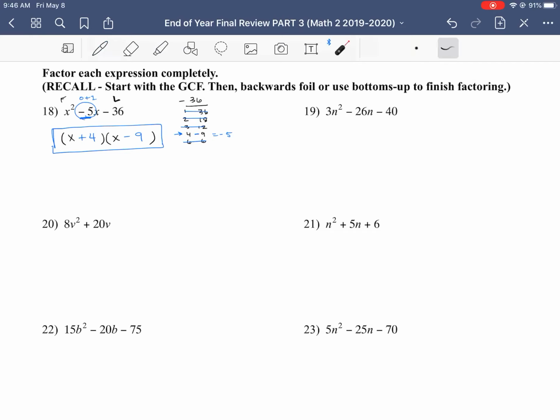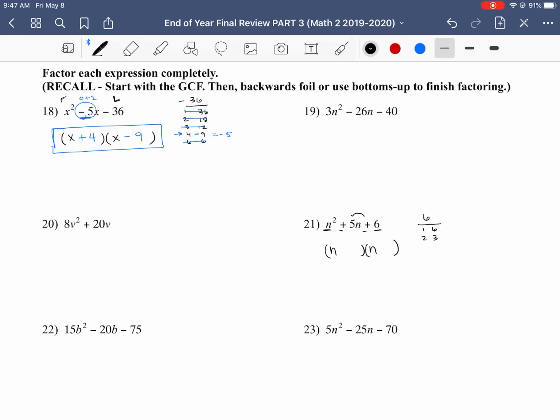Okay. Again, I'm going to jump and do one more similar to that before I jump into the others. So if you look at number 21, let's jump to 21. 21 says n squared plus 5n plus 6. So again, there's no greatest common factor that divides out of everything. So I'm going to start with just backwards foiling. I know that I'm ready to create these two pieces. I look at the first piece, and that would be n and n. Then I look at the last piece, and I list the factors of 6. So it would be 1 and 6, or 2 and 3.